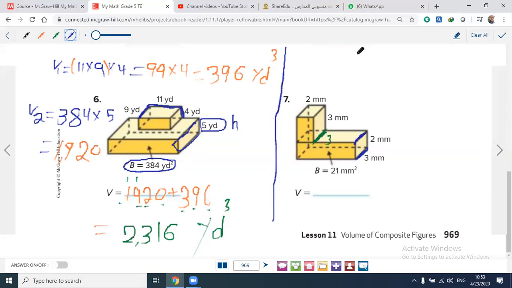Here, V1 equals what? So now multiply length times width times height. 3 times 3 times 2, right? Okay, 3 times 3 times 2 equals what? 3 times 3, 9. 9 times 2 equals 18. Yes. So 3 times 3, 9, and 2 times 9, yes, excellent. Cubic millimeter.